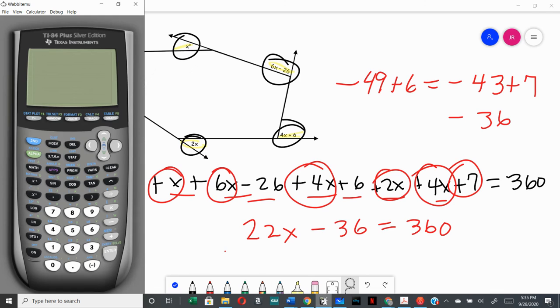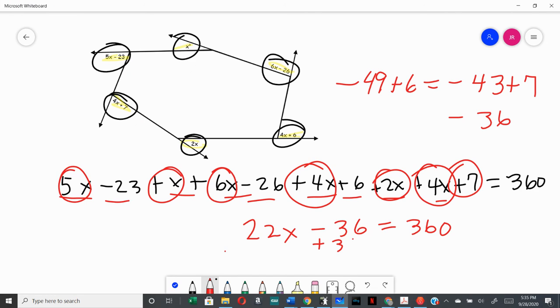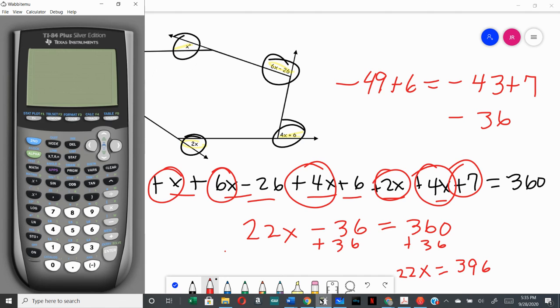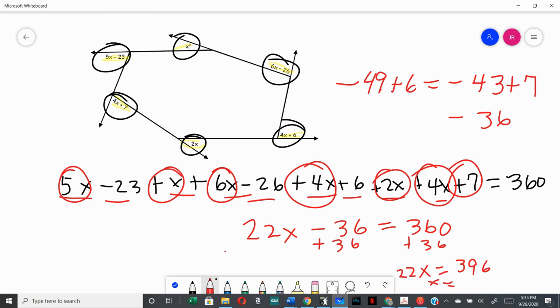So at this point, it's a two-step equation, so I have to add 36 to each side first. And so that ends up with 22x equals 396. And the last step is to divide by 22. So 396 divided by 22 gives me 18. So x equals 18. Now that's just the first step of the process.